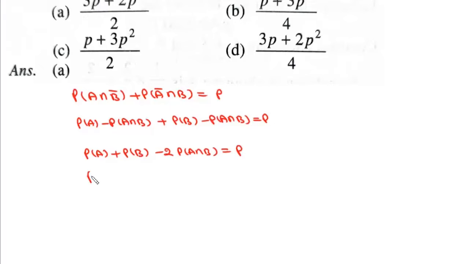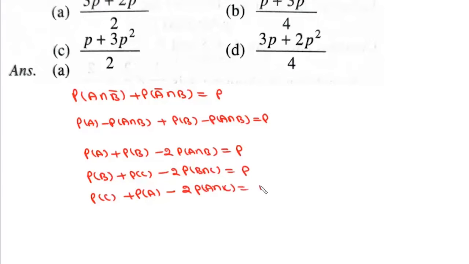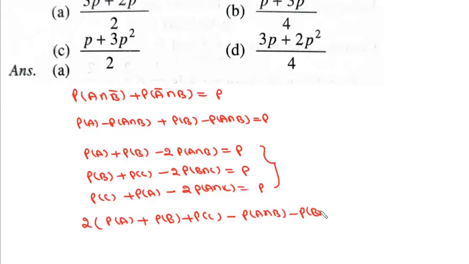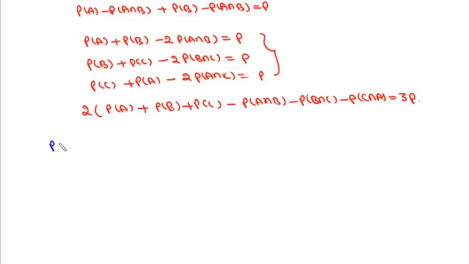In the same way we can write P(B) plus P(C) minus 2 times P(B intersection C) is also P, and also P(C) plus P(A) minus 2 times P(A intersection C) is P. Now if we add all these three, we can write 2 times P(A) plus P(B) plus P(C) minus P(A intersection B) minus P(B intersection C) minus P(C intersection A) is 3P. Now we have to find the probability that at least one of A, B, C occurs.